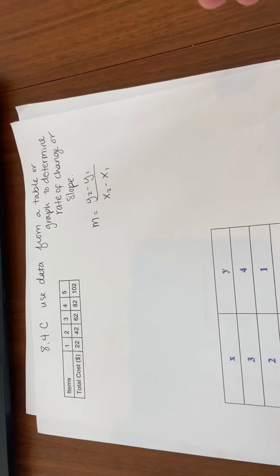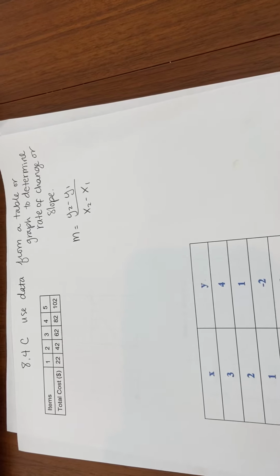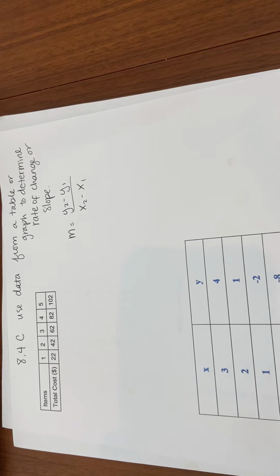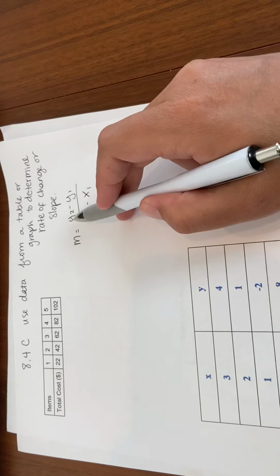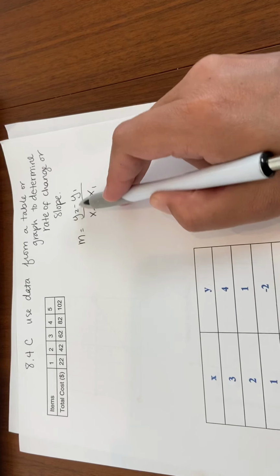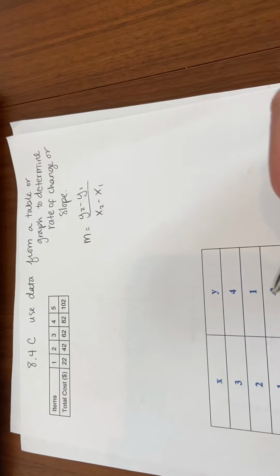This is lesson 8.4c. Use data from a table or a graph to determine the rate of change or slope. So we're just going to focus on slope today. And our slope formula is that we subtract the y's and we put that over the x's subtracted. And I'll show you what I mean.